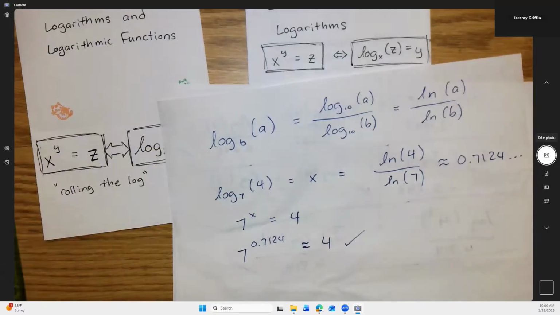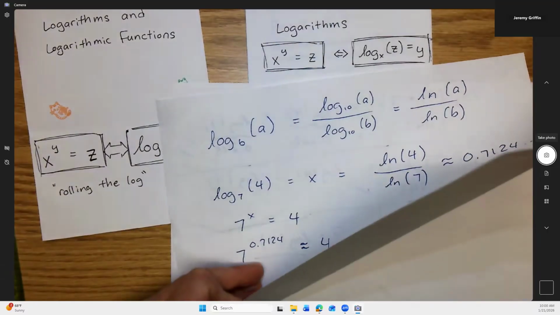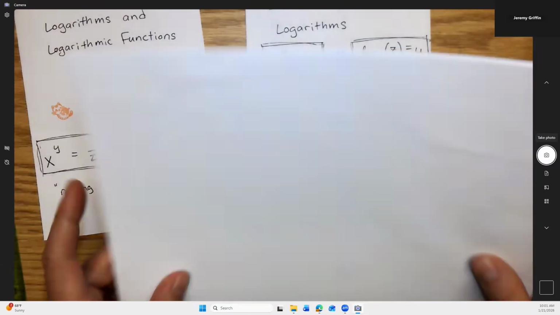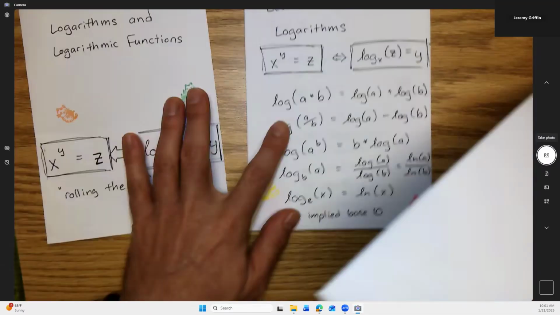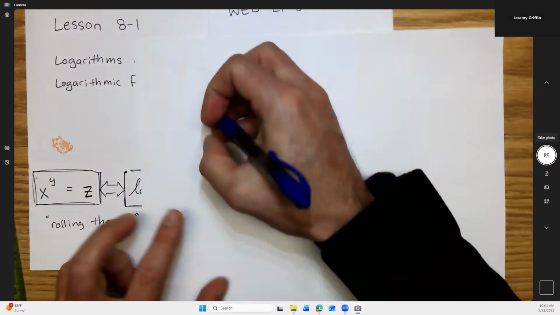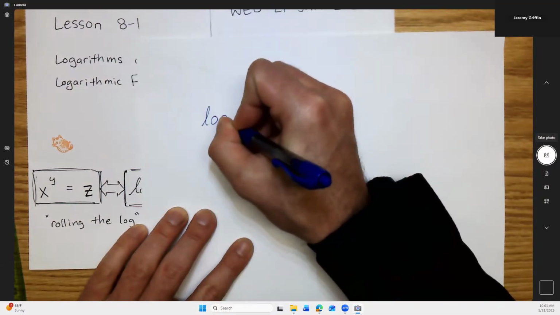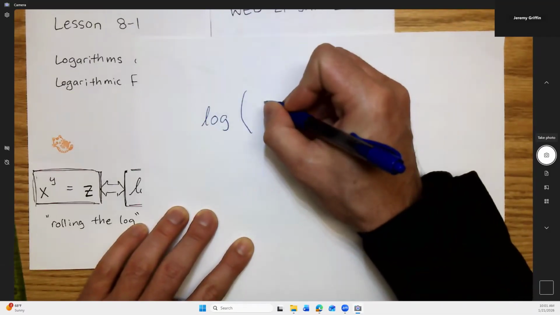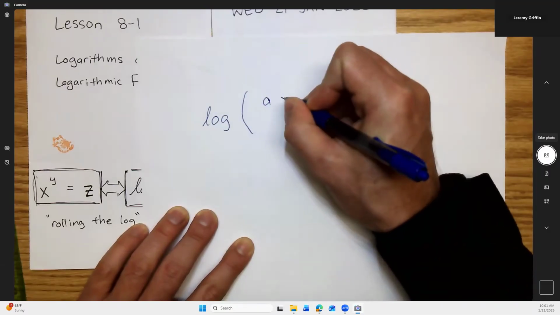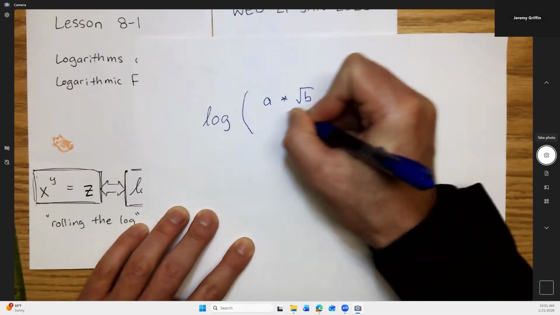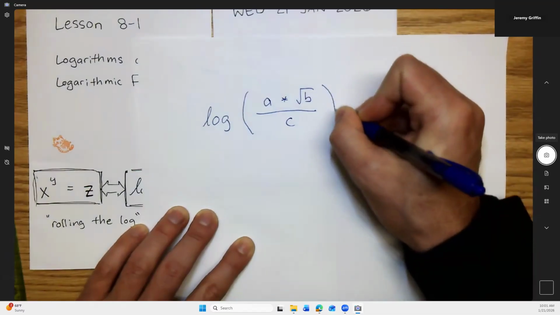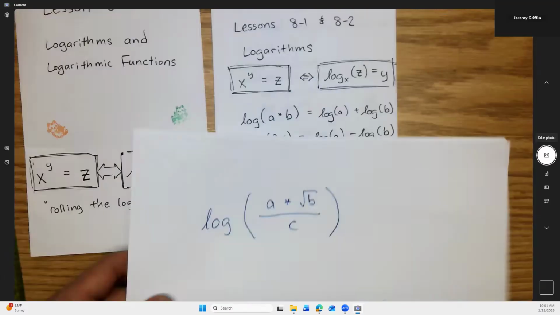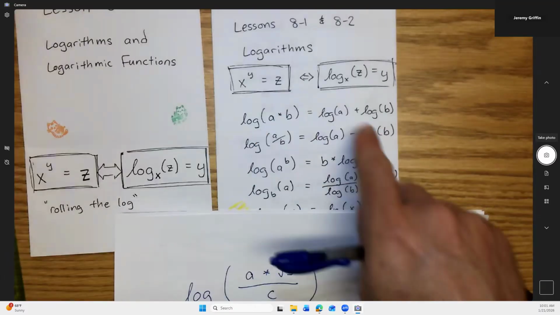Okay. All right, so first I read your Alex questions, and one of the questions I saw coming up was, could you expand a crazy-looking expression, right? So for example, what if you saw log of a times the square root of b all divided by c. Right, I think that would be pretty good. Can you expand this into logarithms, using the set of rules that I was just taking us through?